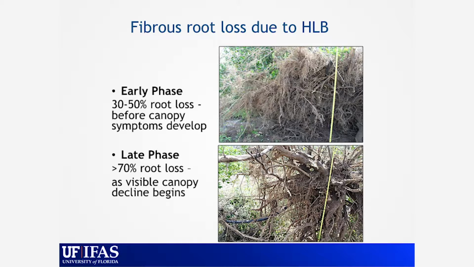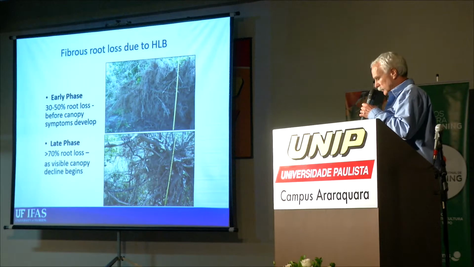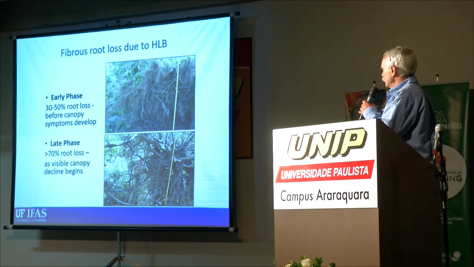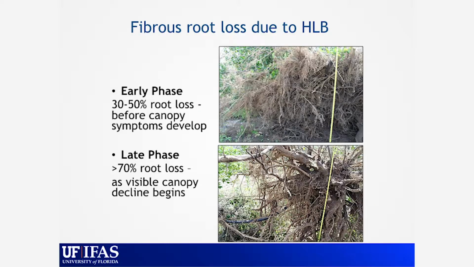So I showed fibrous root loss in a different way in the morning, but this is a more general root system view of the differences between the early phase, what Evan Johnson termed the early phase, that is 30 to 50% loss that occurs initially, and then what he calls late phase after the canopy starts to decline. You can see clear differences in the fibrous root density on these trees. I don't think it takes too much imagination.